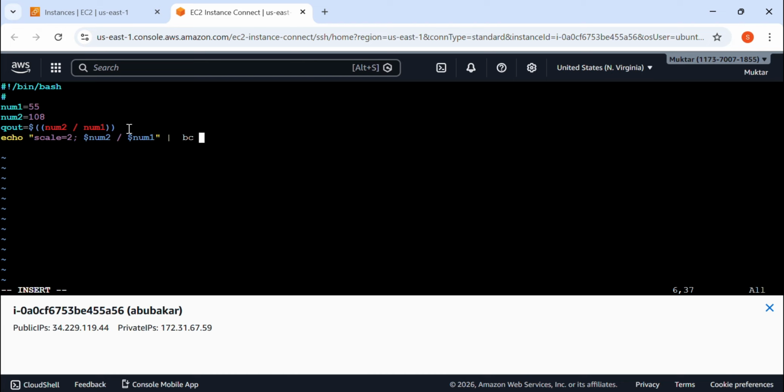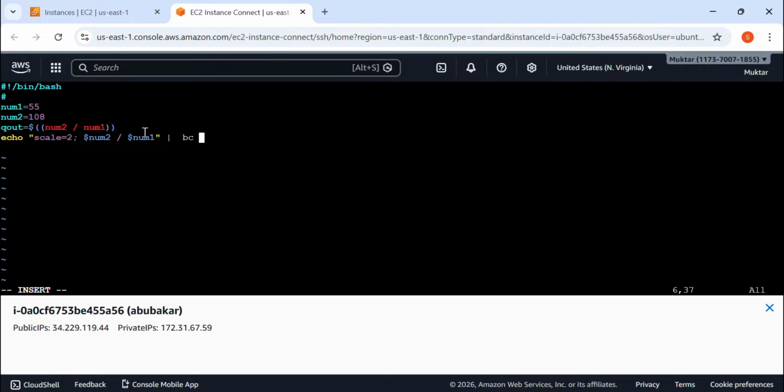As you can see, this is the command that I wrote: echo "scale=2; $num1..." So I'm going to explain each line carefully. This echo is actually a command that outputs a string. That string is like a scale. This scale=2 is followed by a semicolon. So this scale=2 is an instruction to bc. This is bc right here. It means give me 2 decimal places in the results.